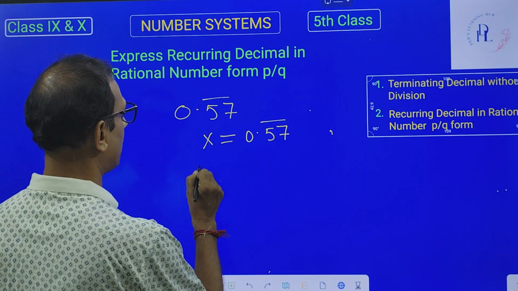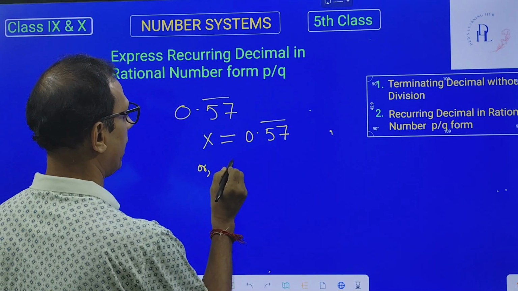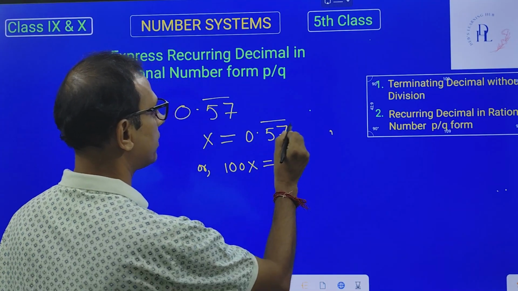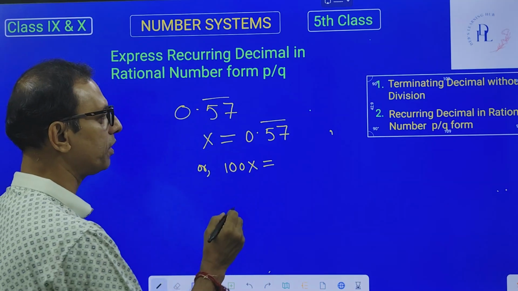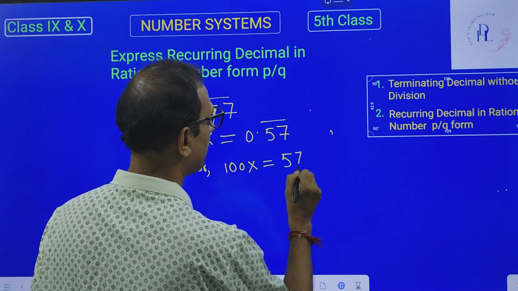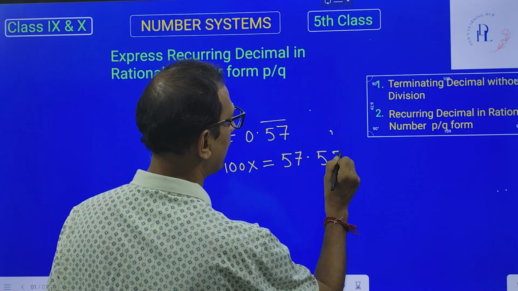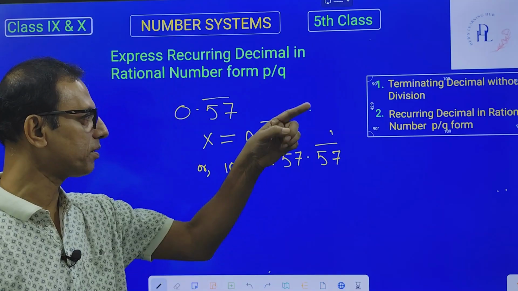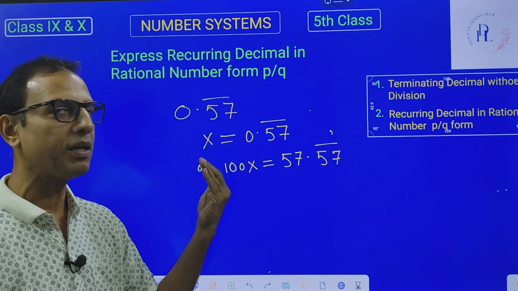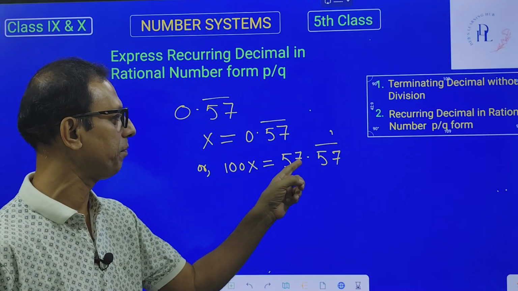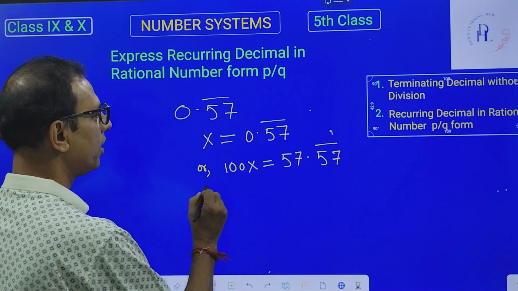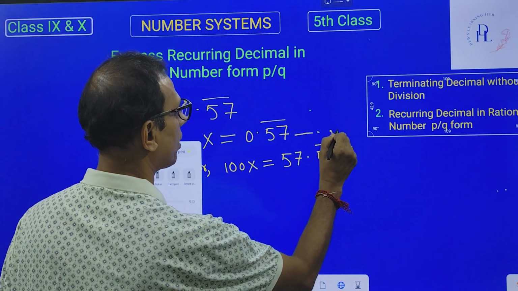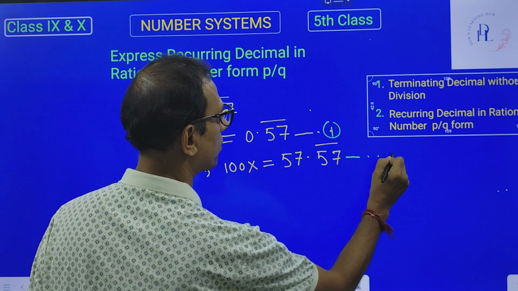So now we will multiply both sides with 100. So 100x equals, this is 0.575757, that is how it will continue. So what will be the number? 57.57 recurring, right? Because 57 is never ending, 0.57 is never ending. So 157 will come, but it doesn't matter because it is never ending. 57.57 recurring. Now this is your equation number 1, this is your equation number 2.